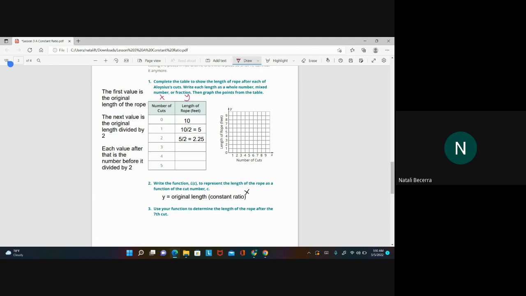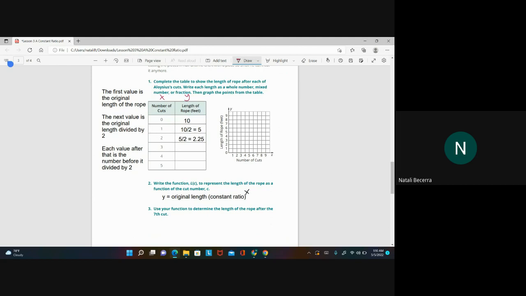So number of cuts, 0. Whenever he didn't cut it at all, it was at 10 feet, right? That's what the sentence said. And then the next value is the original length divided by 2. Each value after that is the number before it divided by 2, because every single time he's cutting it in half. And that's just based on what they told us in the sentence, right? So that's what she did here.